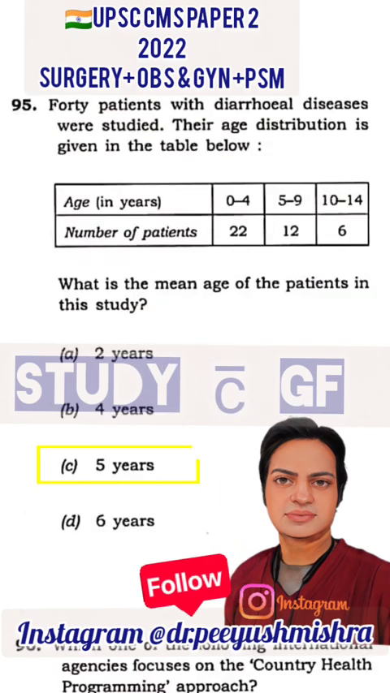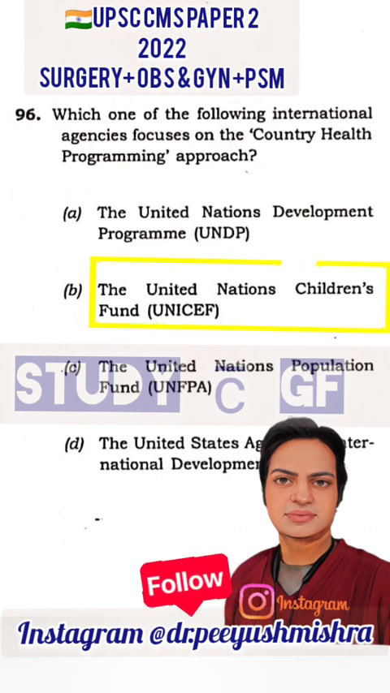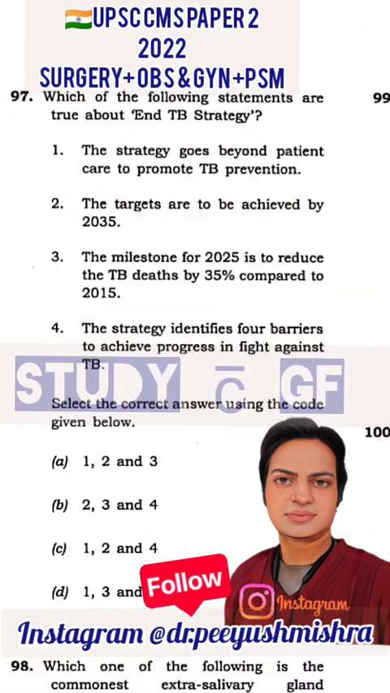40 patients with diarrheal diseases were studied. Their age distribution is given in the table below. The mean age of the patients in this study: 5 years. Which one of the following international agencies focuses on the country health programming approach? The United Nations Children's Fund, UNICEF.